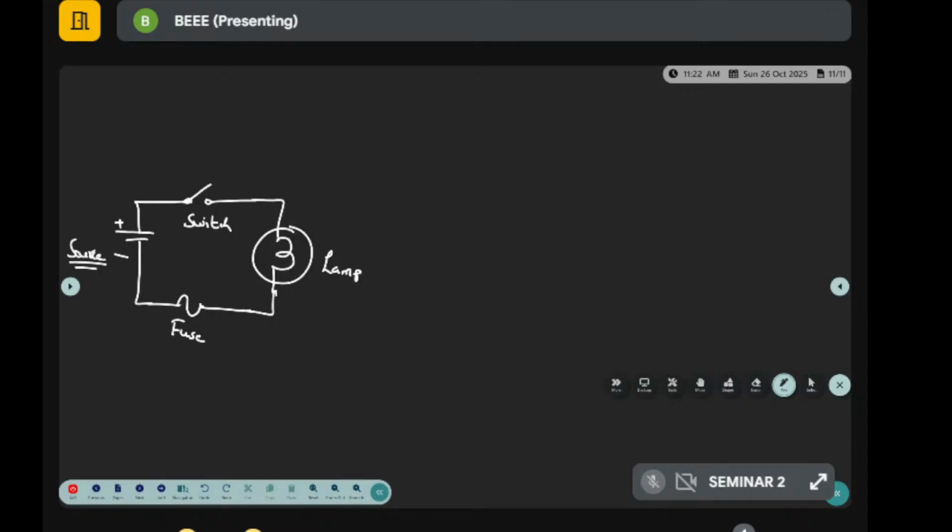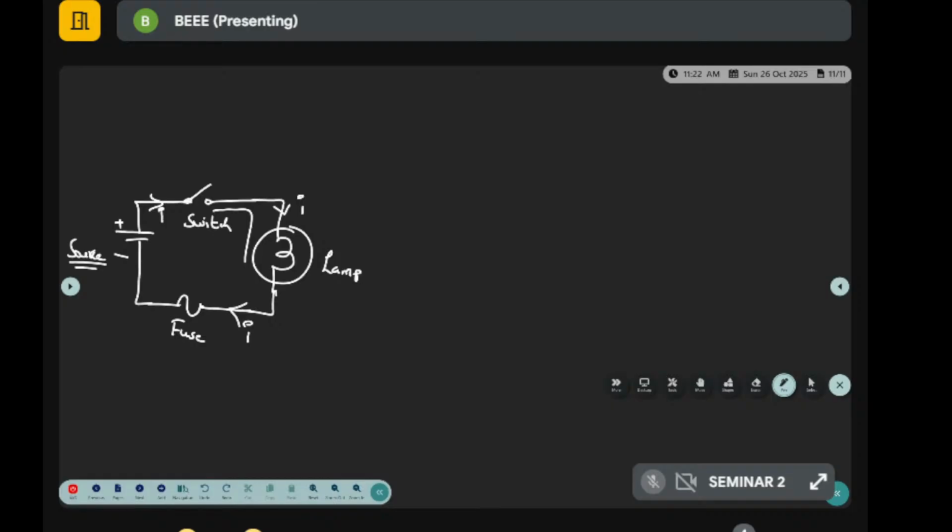So it is a typical circuit. How are we connecting? Same current. How much current is flowing? I current is flowing. What is the current flowing to the lamp? I. What is the current flowing to the fuse? I. So whatever the amount flowing through the element is equal to the amount flowing in the fuse.